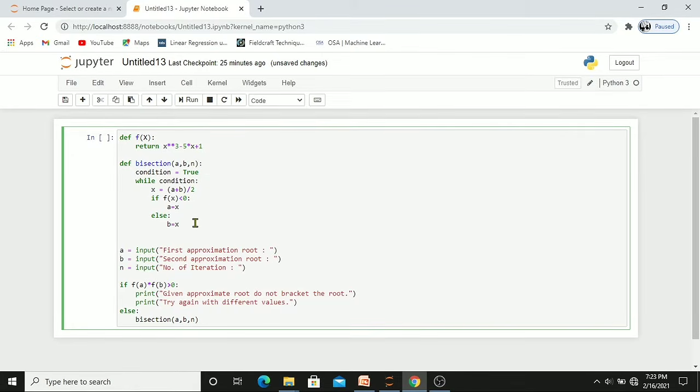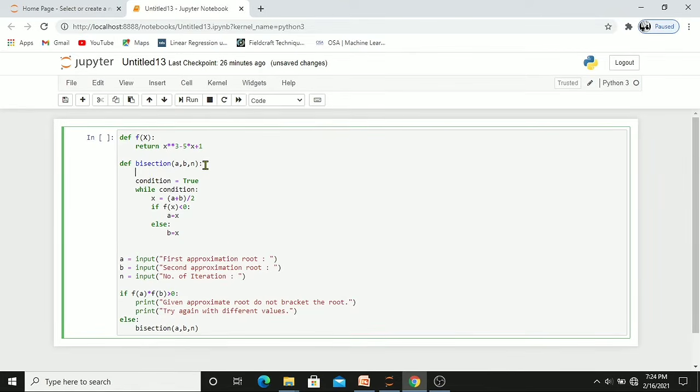So what we have to check is that if the loop is going for n number of iterations, then the execution should be stopped there. That means we should have only that many iterations, right? So I am going to define one more variable, that is i. And by default I am going to take it as 1. So i will be equal to 1.